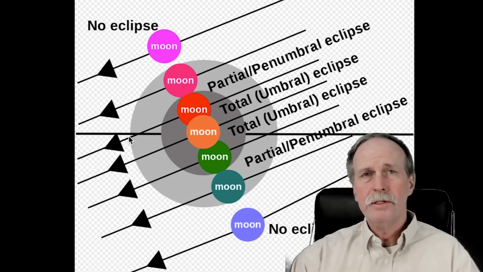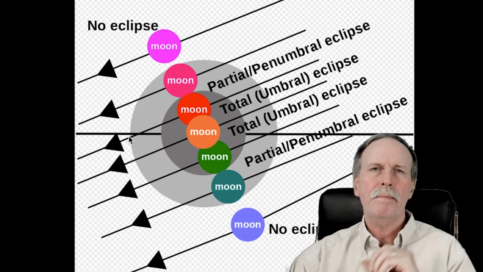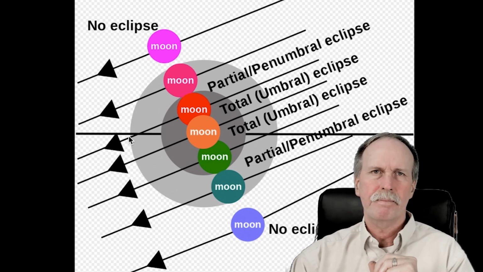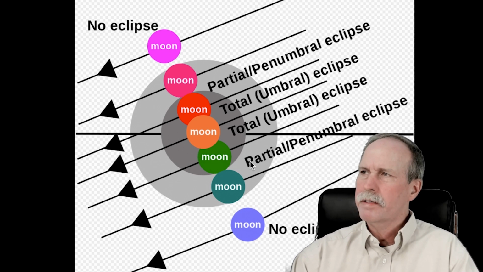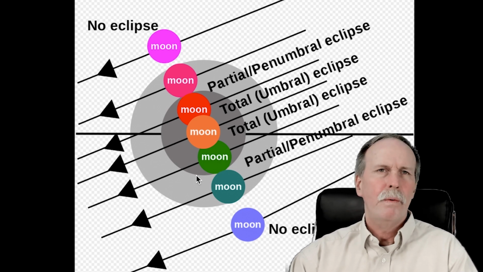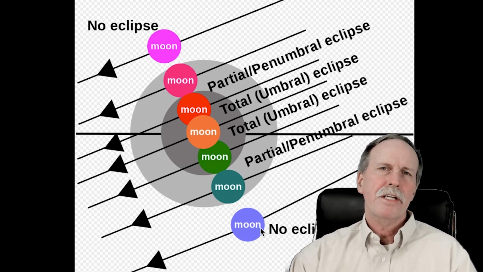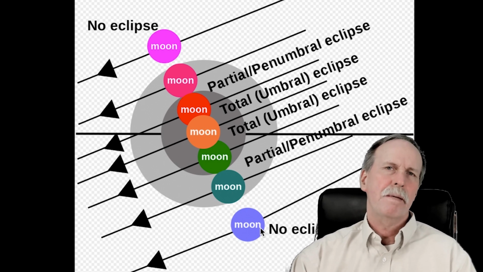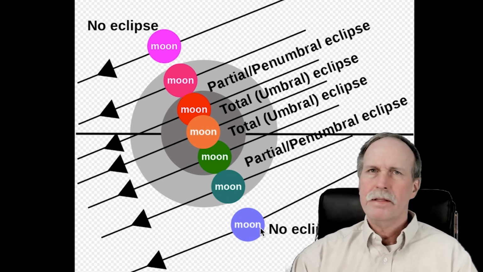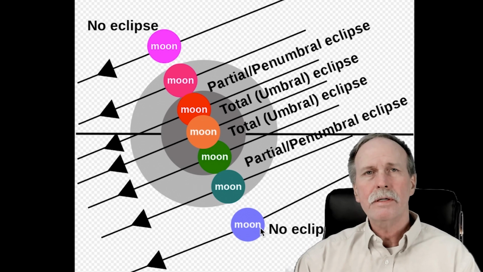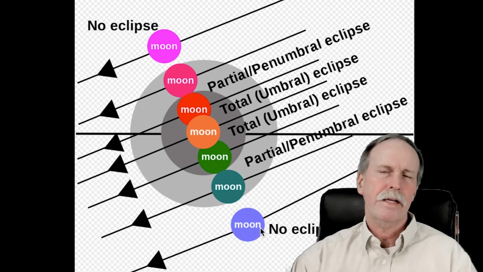In order for a full lunar eclipse to occur, the moon must completely pass through the umbra of the Earth's shadow. If only part of it comes through the umbra, we get a partial lunar eclipse, and if it goes through the penumbra, we get a penumbral eclipse. If the moon is in a point in its orbit that it passes above or below the umbra, there's no lunar eclipse at all. Lunar eclipses can only occur on the night of a full moon.